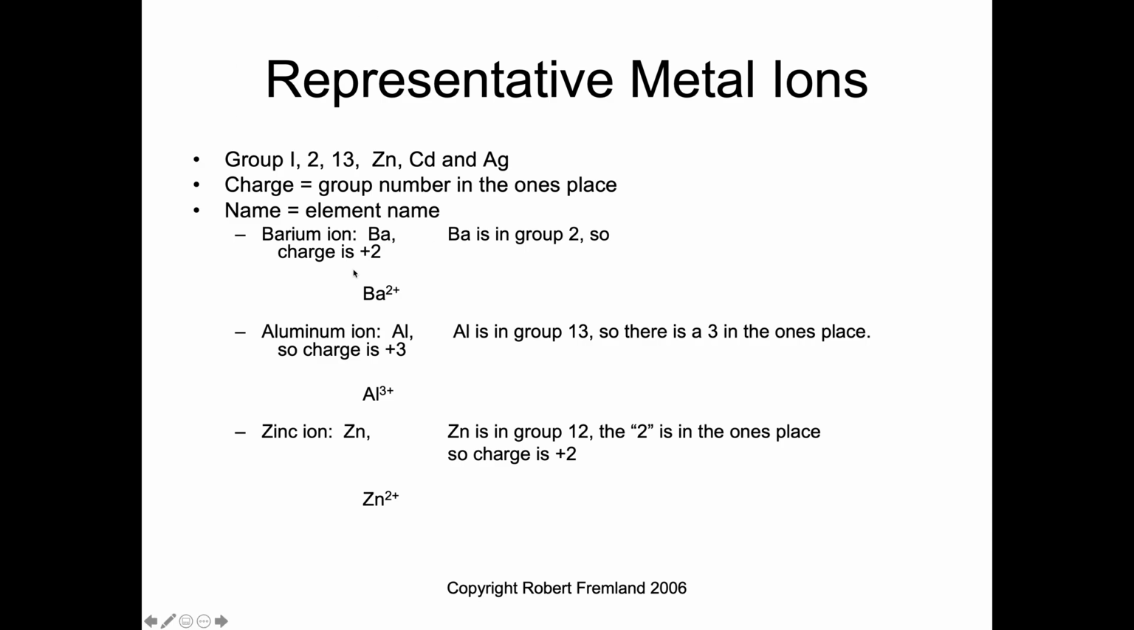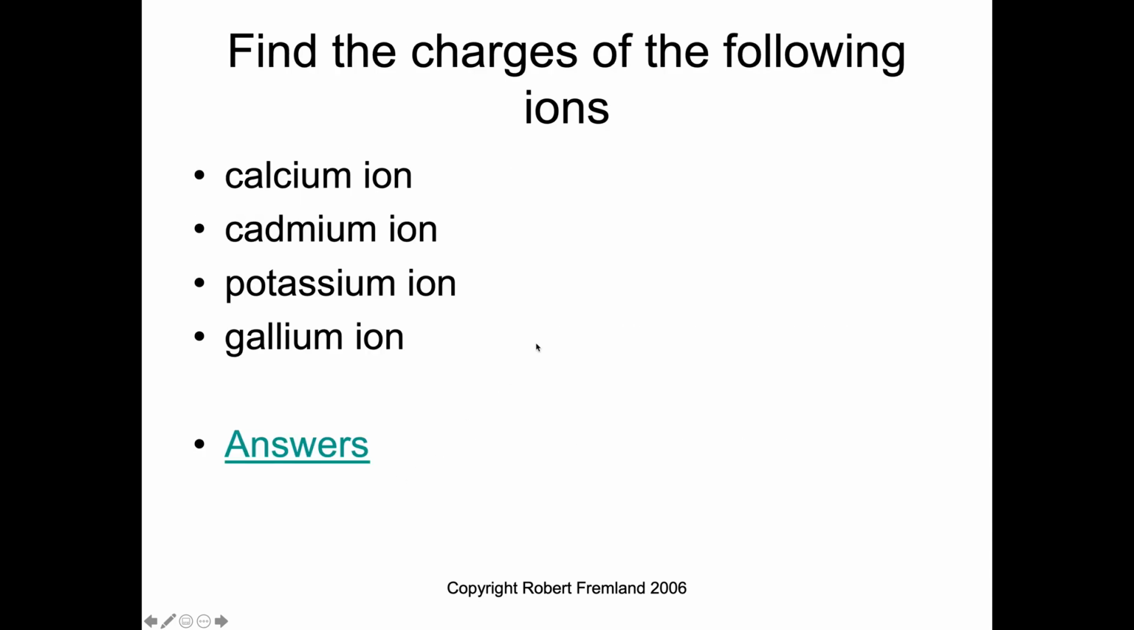So barium is in group 2. Its charge is +2. Aluminum is in group 13, so it's a 3 in the ones place. Its charge is +3. I'm doing this quickly because we've done this. Zinc is in group 12, so the 2 is in the ones place. It's a +2. So try these on your own. Okay, I'll hit pause.